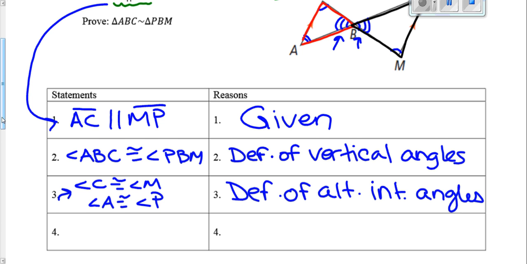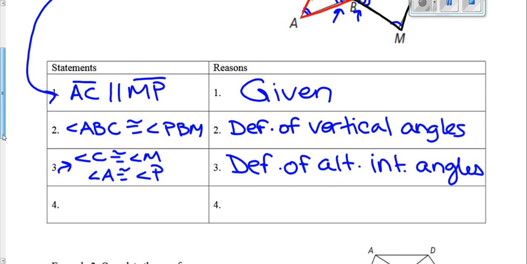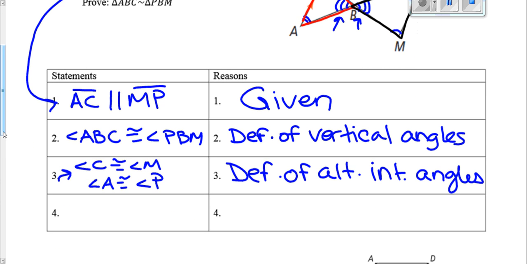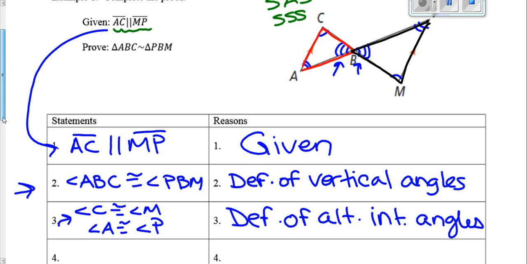So really, I can do a vertical angle and then one of the alternate interior angles, because I don't need to list all 3. Or we could have cut this proof down by 1 step and cut out line 2. We don't need the vertical angles because we only need 2 angles. And when I have parallel lines cut by a transversal, I get 2 sets of alternate interiors. So just something to think about.